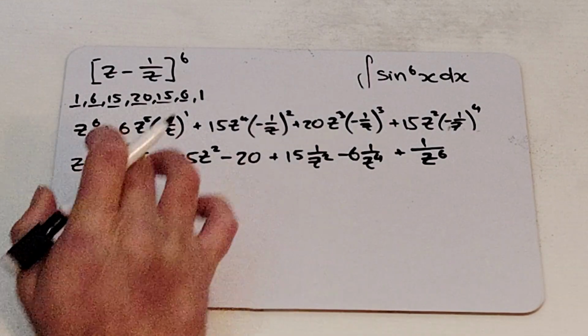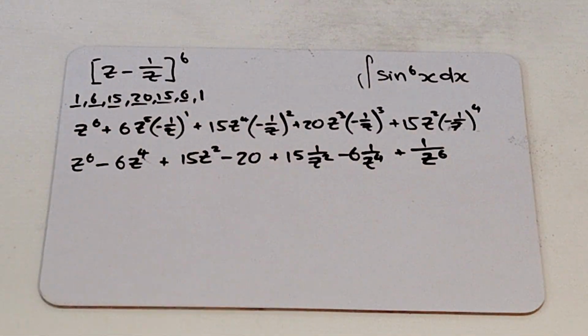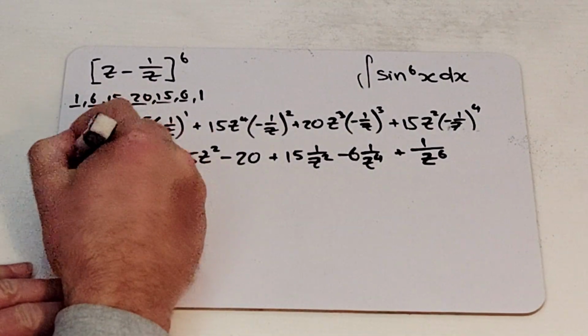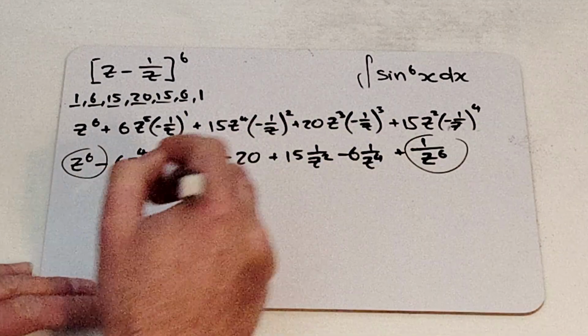So why is that useful? Well, you'll notice that we have pairs. We've got z to the 6 and 1 over z to the 6.